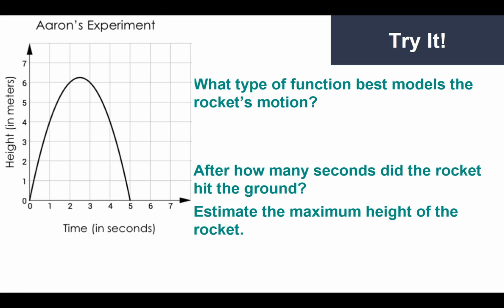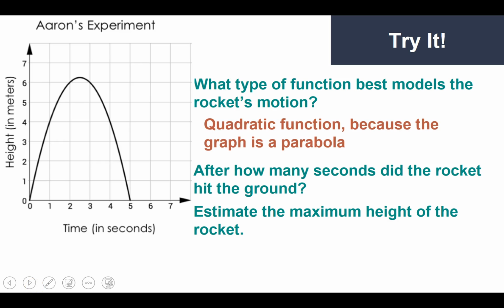All right, let's see here. Zeke, did you say it was best to use the line or a parabola for this rocket? A parabola, good, which is a quadratic function. How come? Because it curves. Yeah, absolutely. Good. We should use a quadratic function because the graph is a parabola. Very good. Harley, after how many seconds did the rocket hit the ground? 5. There we go. Good. 5 seconds.